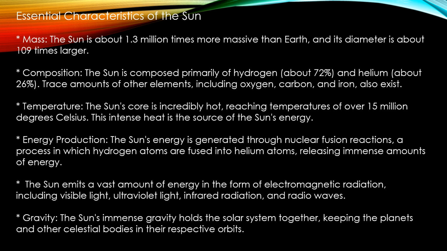Energy production. The Sun's energy is generated through nuclear fusion reactions, a process in which hydrogen atoms are fused into helium atoms, creating immense amounts of energy. Radiation. The Sun emits a vast amount of energy in the form of electromagnetic radiation, including visible light, ultraviolet light, infrared radiation, and radio waves. Gravity. The Sun's immense gravity holds the solar system together, keeping the planets and other celestial bodies in their respective orbits.